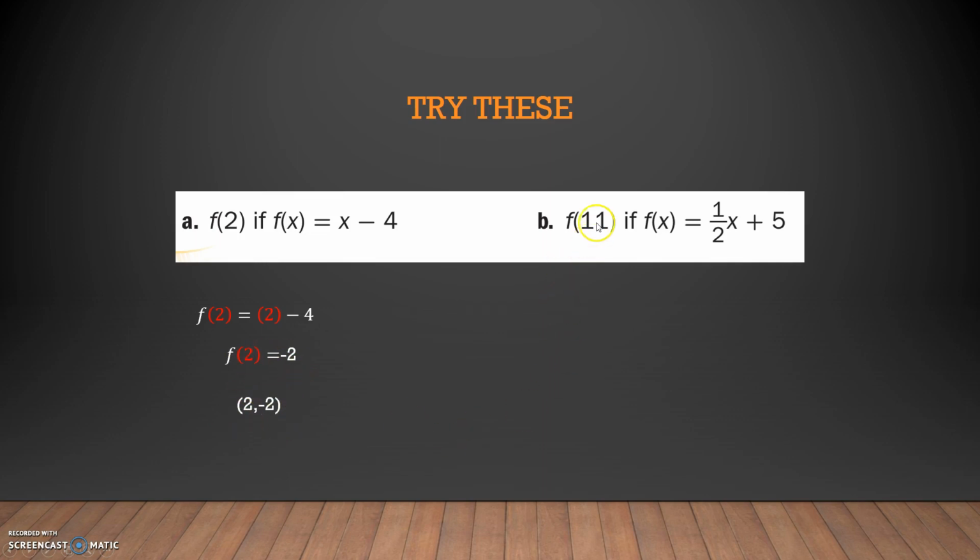Same thing here. I'm going to put 11 in for x. I will have a multiplication to do after that. So here it is. f of 11 is 1/2 of 11 plus 5. When you multiply a fraction and a whole number, you just multiply these two numbers. 1 times 11 is 11, and we divide that by 2. And we're still adding the 5. And then 11 over 2 is 5.5. And 5.5 plus 5 is 10.5. And then our ordered pair is 11, 10.5.